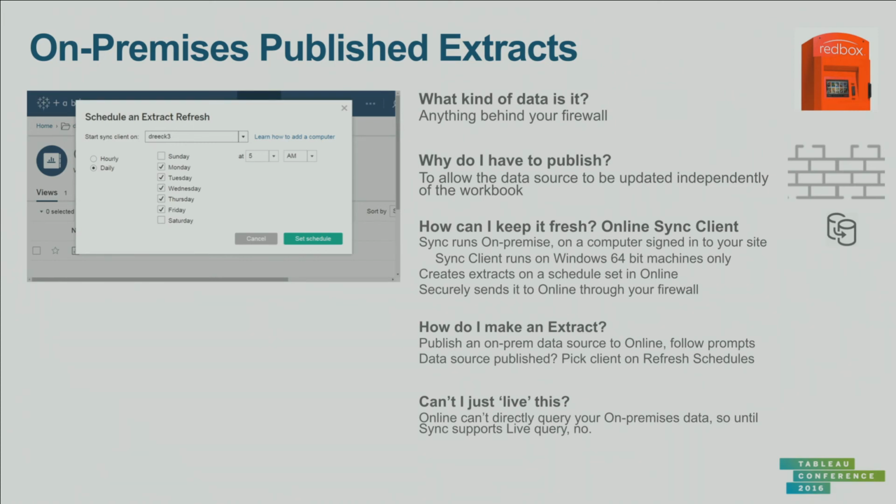And what it's going to do is actually look for that computer and say, hey, I want you to run an extract at this time. Then that computer that's running that Sync Client will contact online and say, do you have a schedule for me? It'll pull the schedule request down and say, oh, I just need to go make this extract. It'll run it and push it back up to online. Hey, somebody out there's got a question, well, why can't I just do this live? We'll talk about that in just a minute.